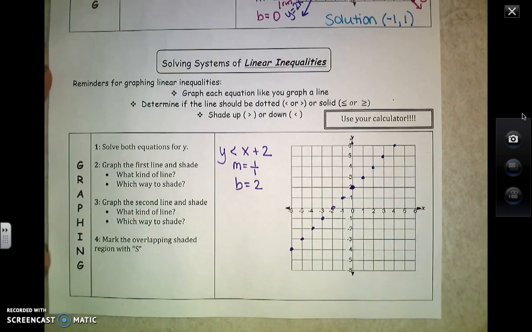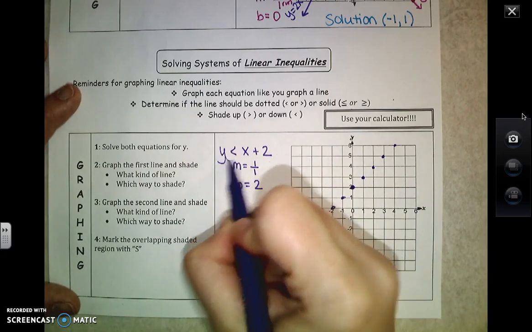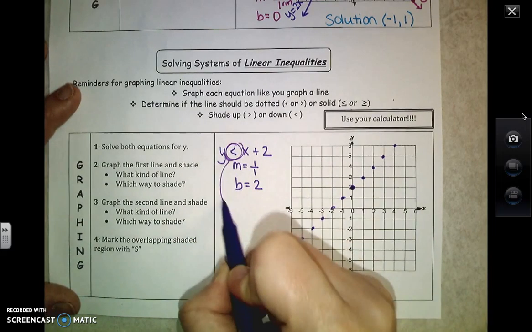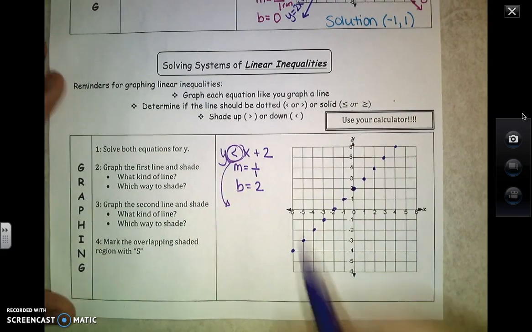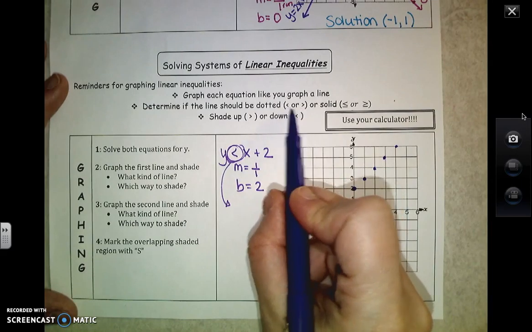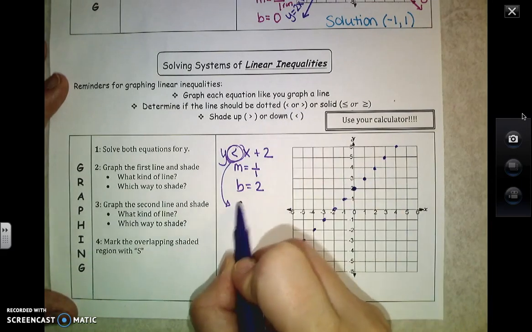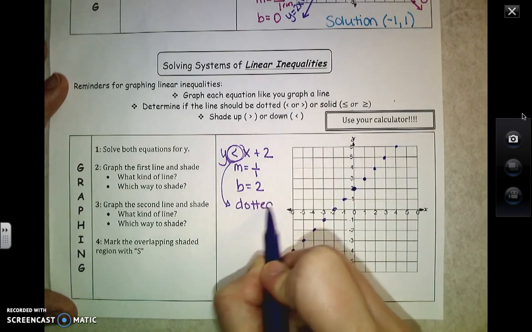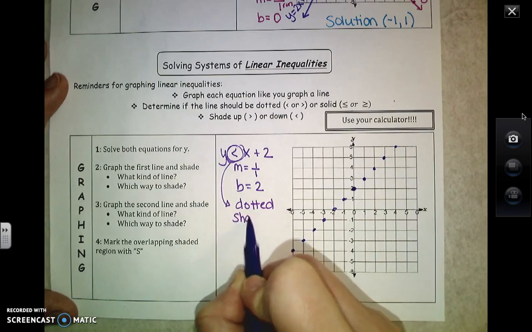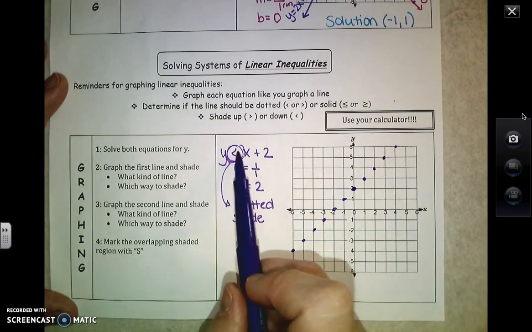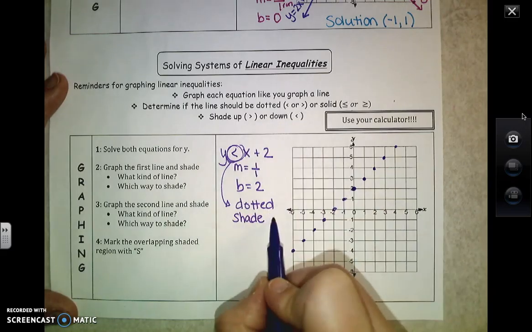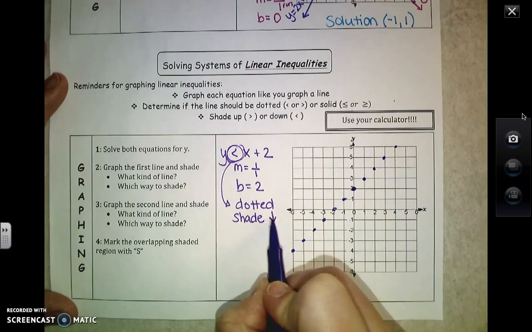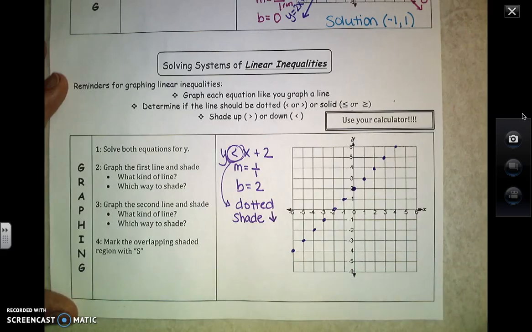Now once you've plotted your points, you've got to stop and think. You have to decide what this symbol right here is telling us about this graph. This symbol is telling us that the line should be dotted, because see here, there's no line underneath the symbol. The line should be dotted, and we should shade in which direction? Look at the symbol. It's less than, so we should shade down. I always just remember that greater than is up and less than is down.